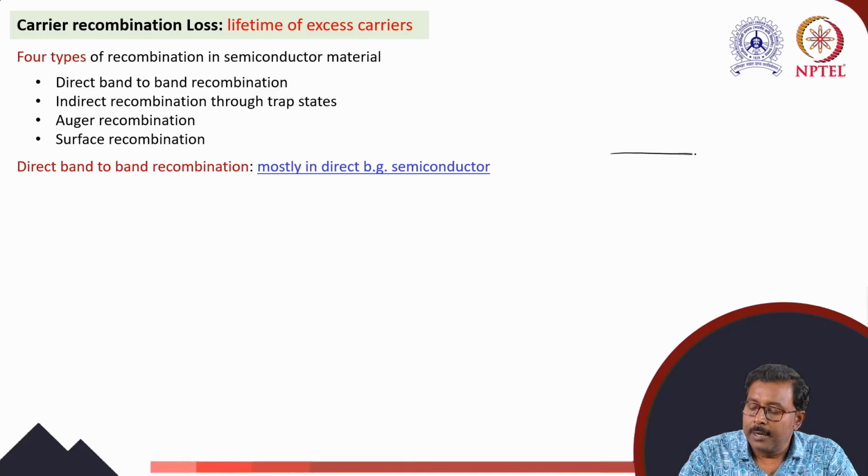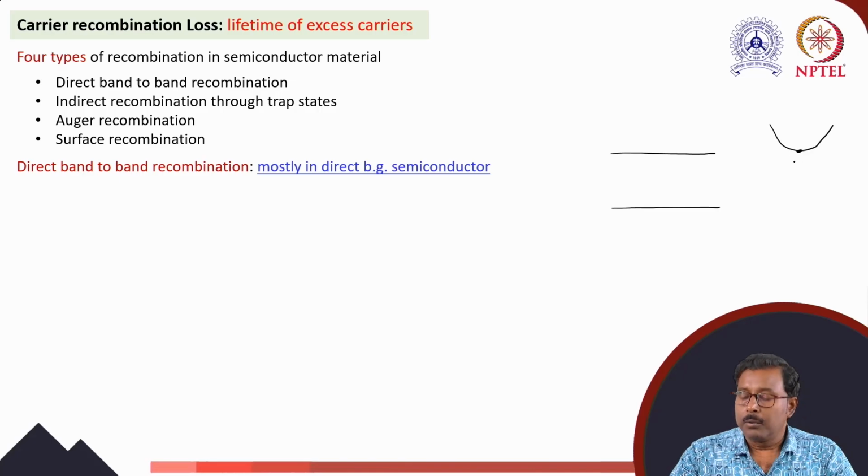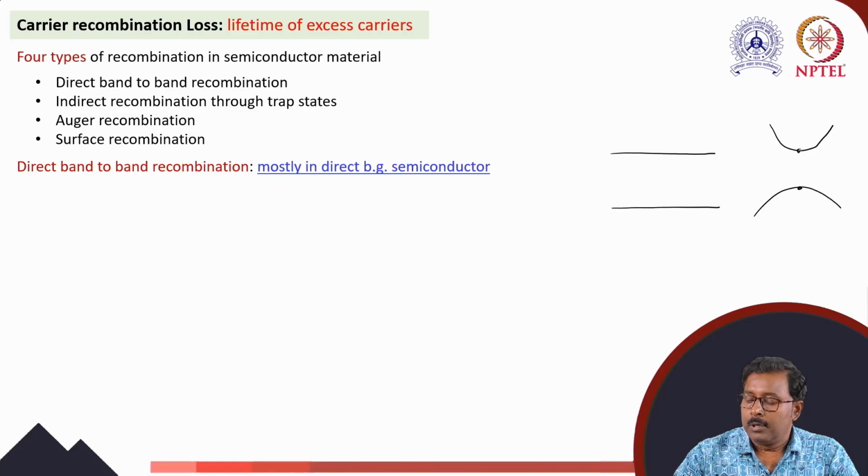Suppose you have a conduction band minima and valence band maxima, and if it is a direct band gap semiconductor, in the E-K diagram you can see the position of the minima in the conduction band, and in case of the valence band they lie at the same K value. So this band-to-band recombination gives you radiation.